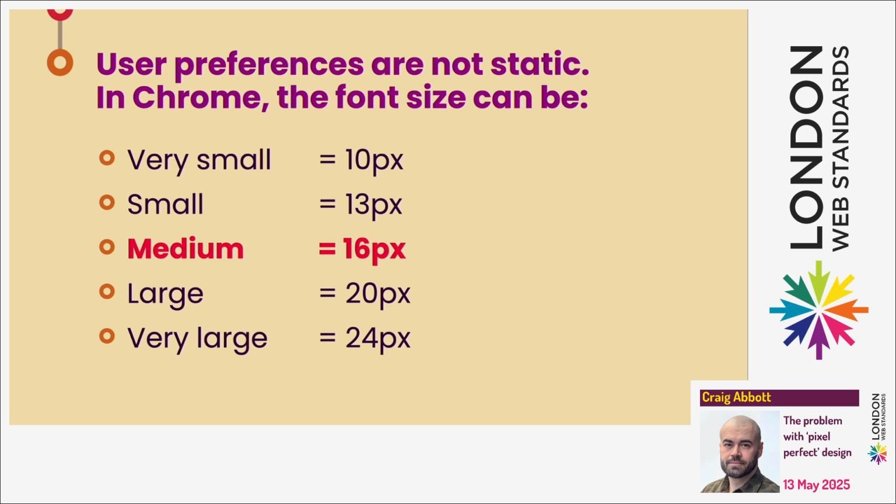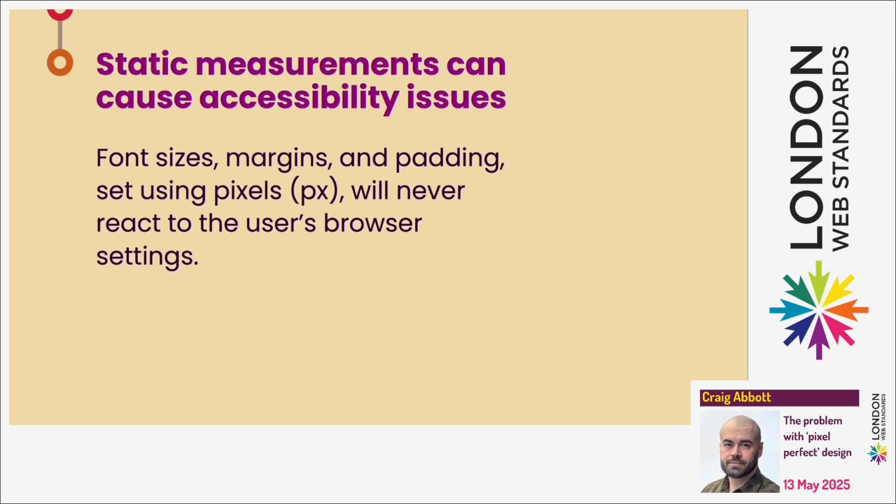So in Chrome, for example, the font size can be medium, which will be 16 pixels by default. But then you can go into the browser settings and you can change that. So you can have very small text, which will be 10 pixels. You can have small text, which will be 13. You can have large, which will be 20, or you can have very large, which will be 24. If you're like my dad and you need everything to just be massive all of the time, you'll go straight in them settings, bang it on 24, and then you'll probably find nothing changes.